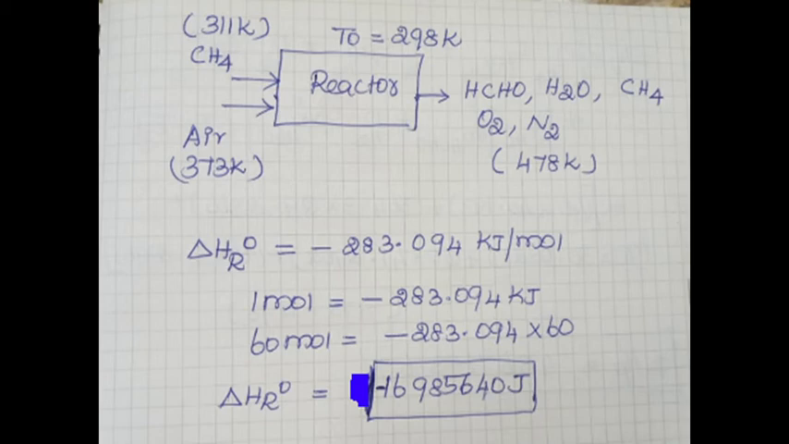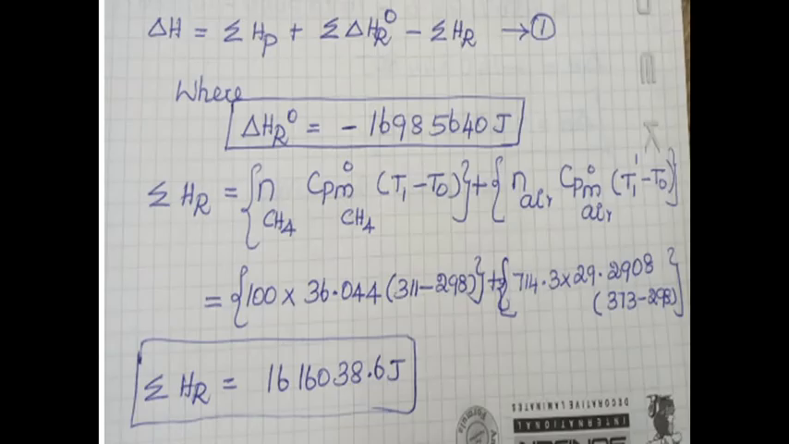Finally we get minus 16985640 joule. This is the standard heat of reaction per 60 mole of methane reactor. Use this formula to determine the delta H value. Delta H is equal to summation of Hp plus summation of delta H R naught minus summation of HR. So from this reaction, delta H is equal to heat or enthalpy.